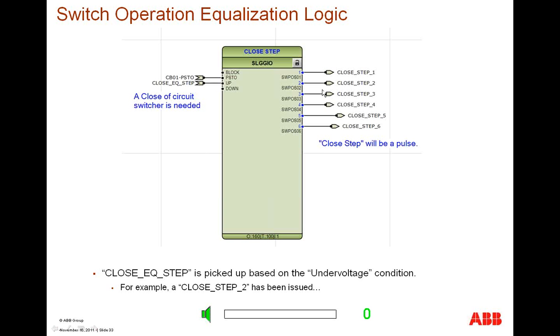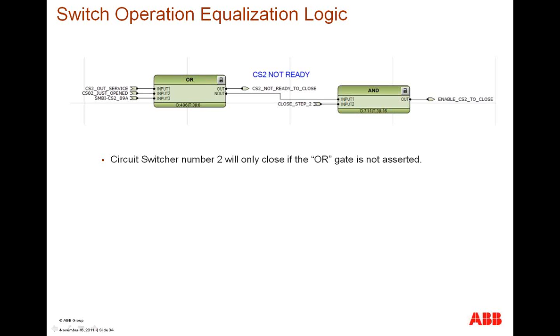Once this is driven, it'll initiate a close step, whatever close is next in line to be activated. The switch has a memory, and it keeps up with what position is used. It stays in that position until it gets a closed equalization step. So if we are initiating a closed equalization step and it's circuit switcher 2 to close, we will get a close step 2 into this AND gate. The only way this AND gate is satisfied is if the circuit switcher is ready to do an actual close operation.